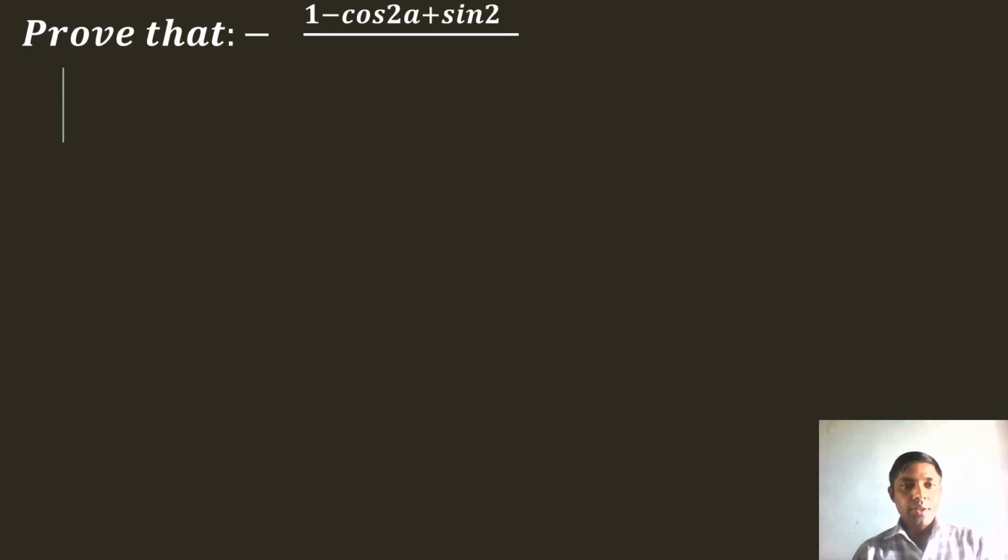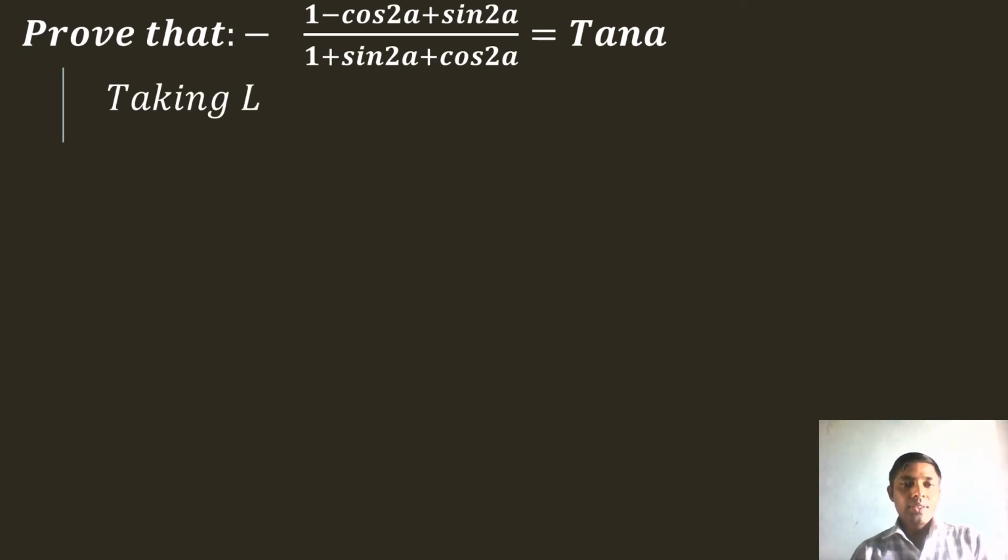Next we have a problem to prove, where we have to use the algorithm. We have to prove (1 minus cos 2A plus sin 2A) upon (1 plus sin 2A plus cos 2A) equals tan A. So now we take the LHS, because we can see there are forms like 1 minus cos 2A and 1 plus sin 2A. So we can take the LHS first.